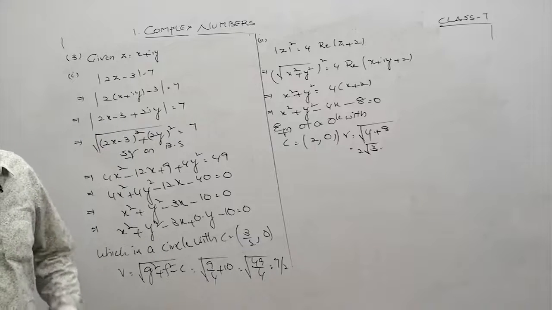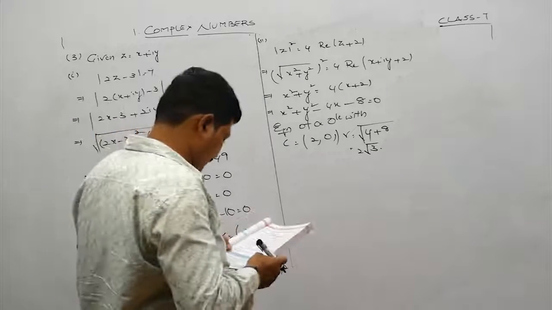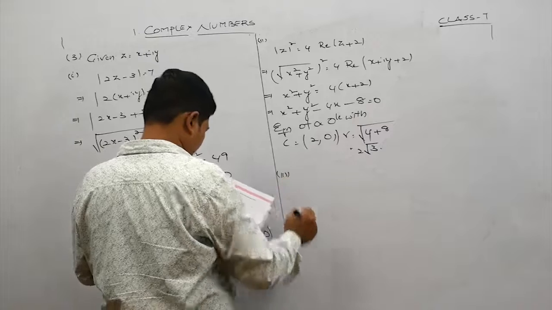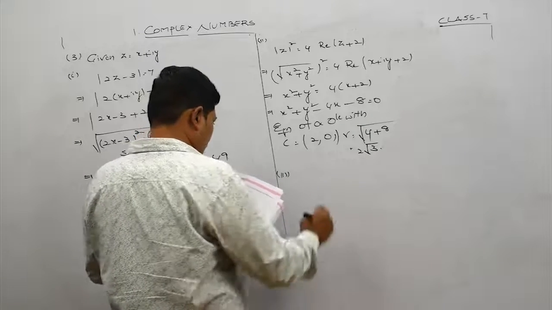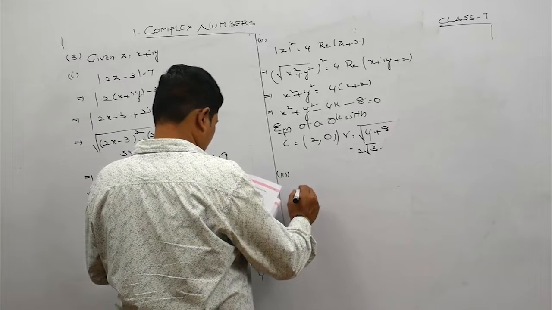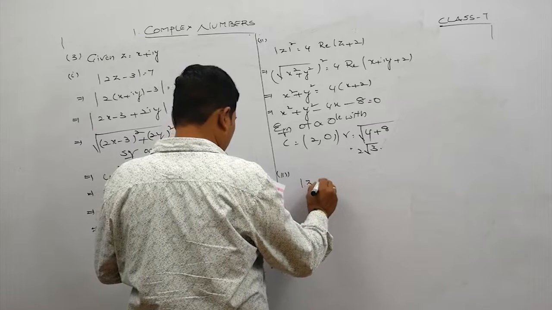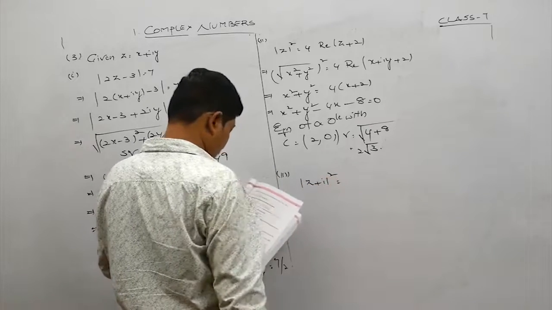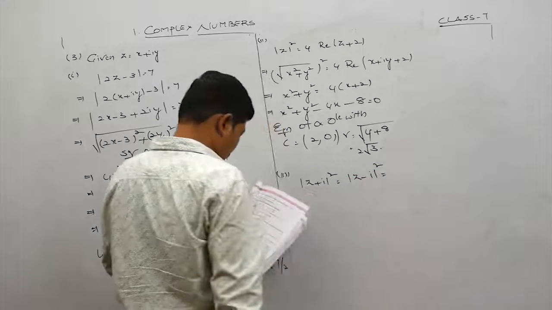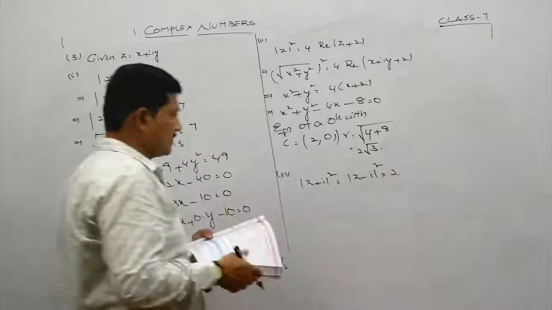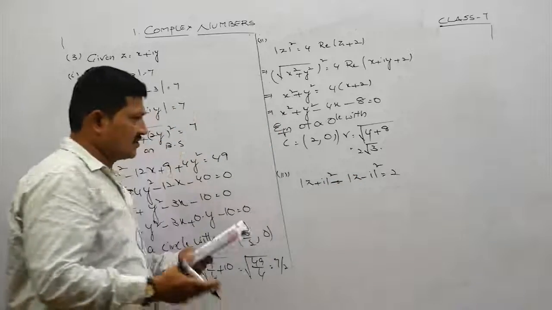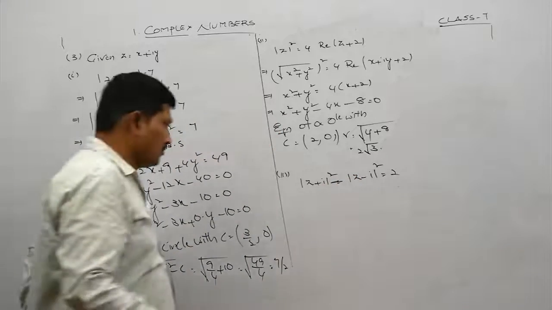Next question number 3. If mod z plus I whole square minus mod z minus I whole square is equal to 2, then find the locus.